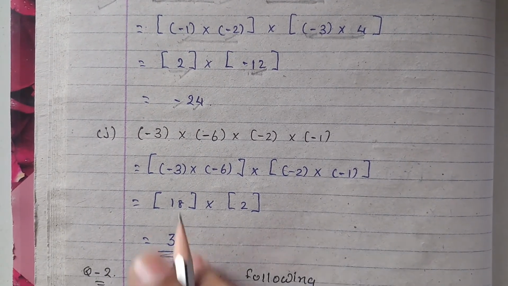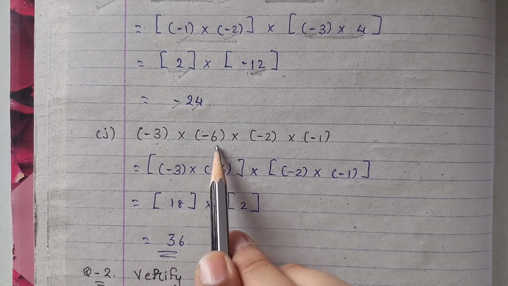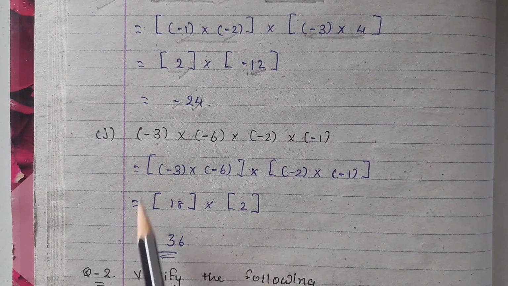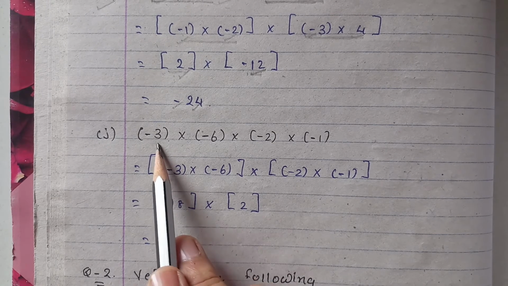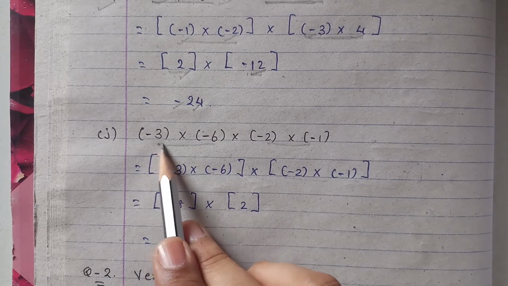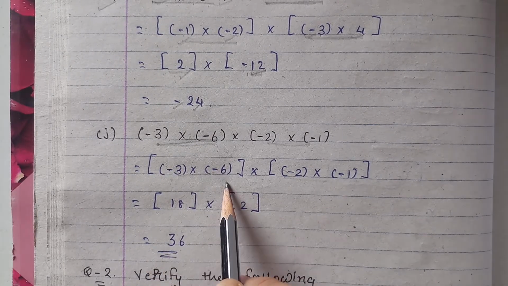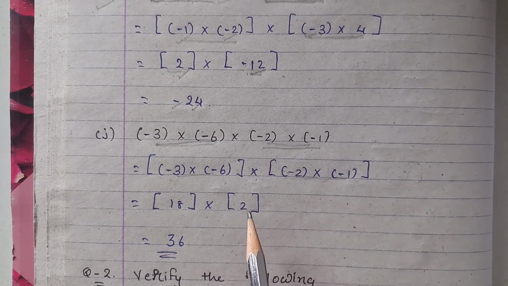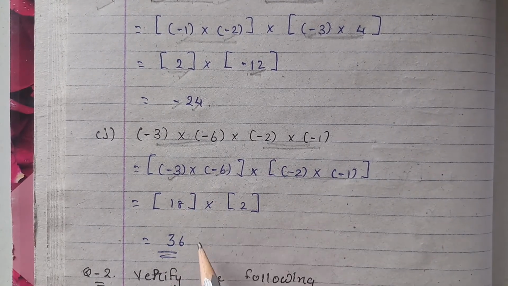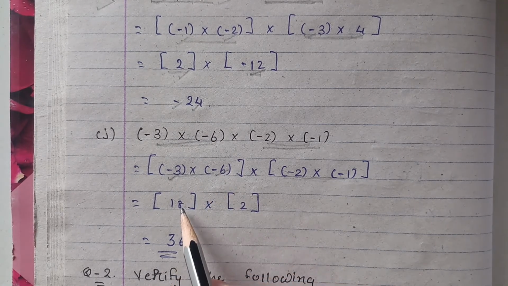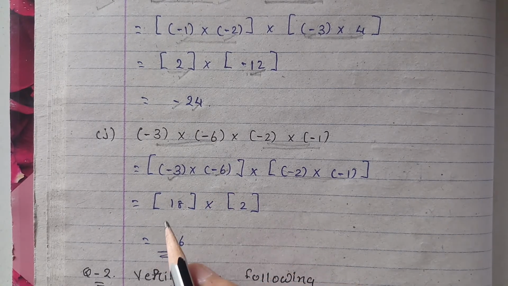Sum number J. Minus 3 multiply minus 6 multiply minus 2 multiply minus 1. Again we have 4 integers. We will make two groups of two integers. First group will be minus 3 multiply minus 6 multiplied by minus 2 multiply minus 1. Now here both the integers are negative, so we will multiply them as a whole number and will put a positive sign in front of the answer.